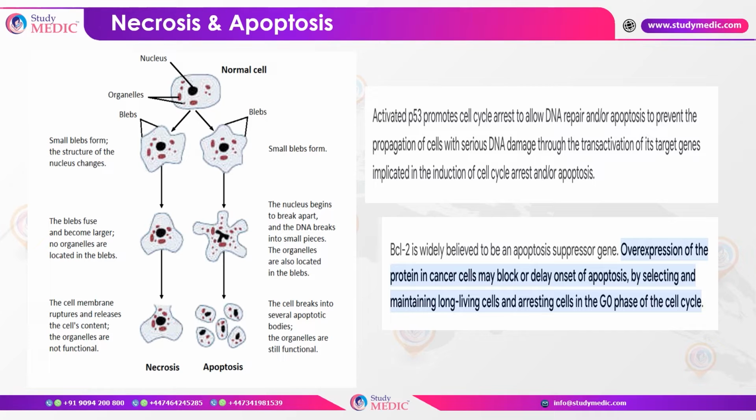Now what you have to remember is which genes or factors promote and which suppress apoptosis. BCL2 is believed to be an apoptosis suppressor gene, whereas activated P53 promotes cell arrest so that the cell can undergo DNA repair. If the cell cannot undergo DNA repair, then the cell proceeds to apoptosis. So P53 helps the cell to undergo either repair, or the cell dies and undergoes apoptosis, and BCL2 is an apoptosis suppressor gene.